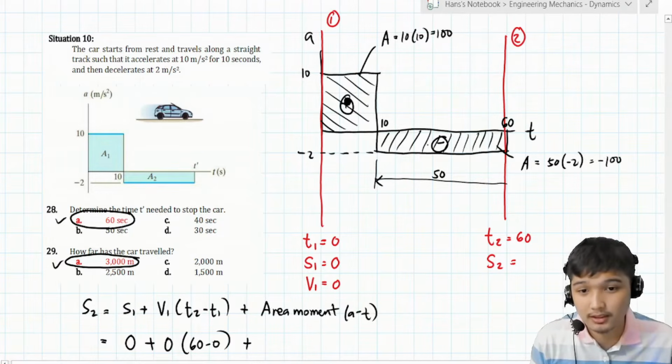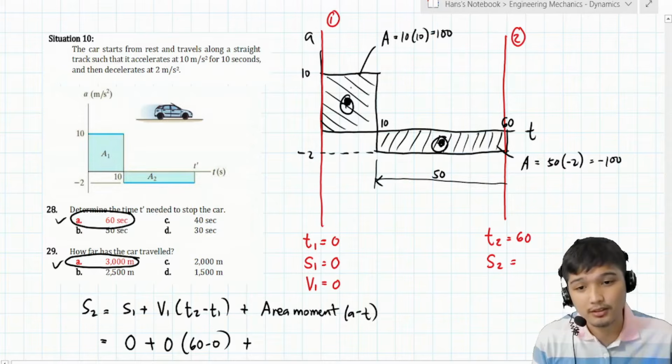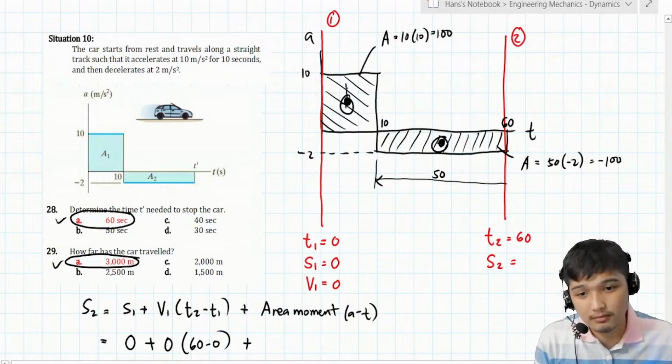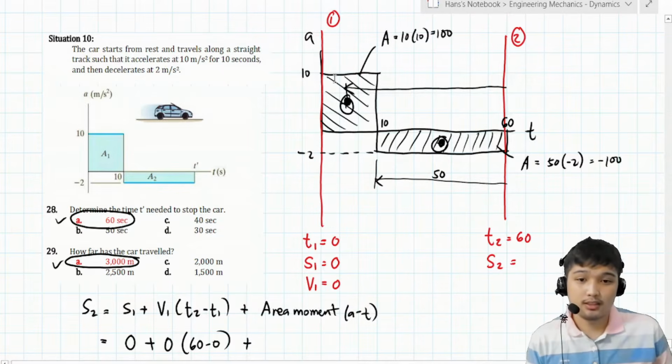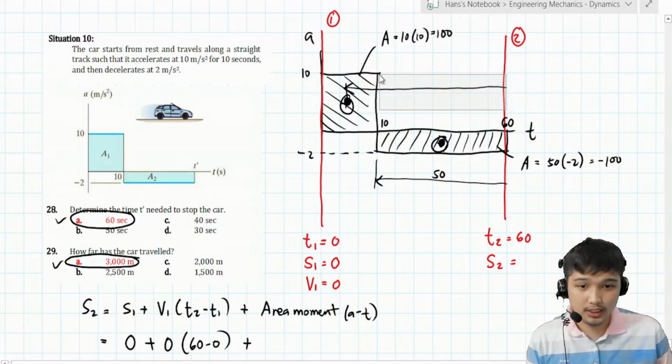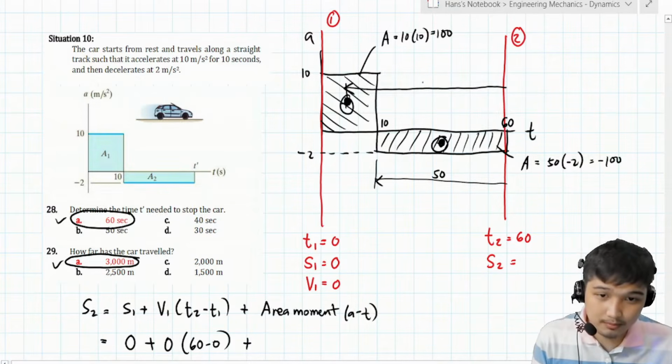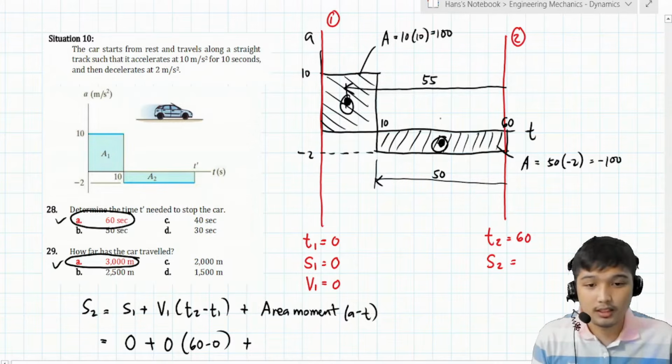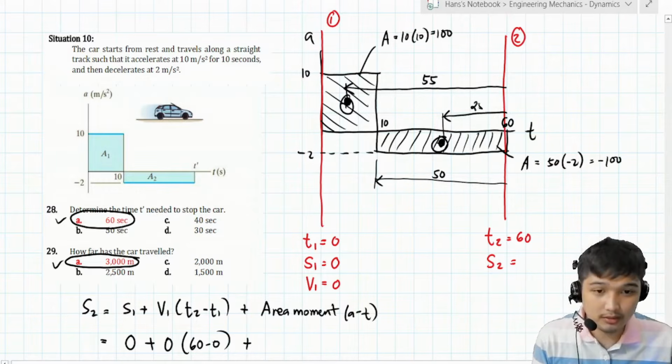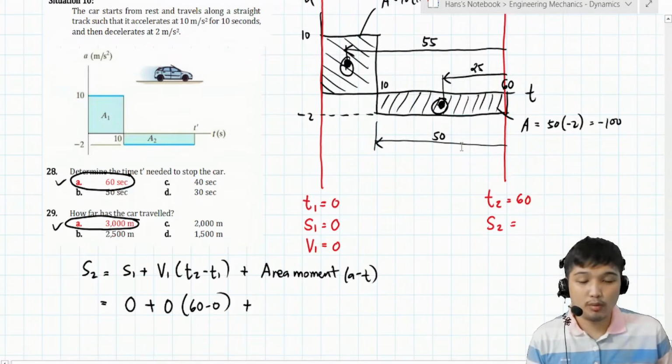So centroid. So therefore moment arm. So this one is the moment arm. So how much is this guys? How much ito? So that is, this one is 50 plus kalahati ng 10. So therefore 55. Okay, ito. How much ito? So ito is kalahati lang ng 50. So this one is 25. Okay, so i-moment lang natin sila.